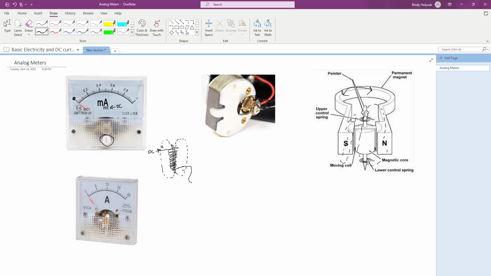So the more current you have that flows through this coil, the bigger the magnetic field gets, and the more it pushes against the natural magnetic field of the magnetic core. As we get enough current, this needle is going to move, and wherever it stops, it's been calibrated and set up so that this is where it's reading. So now that's going to read a specific current if the needle was pointed to there. Same with this guy, only it's going to be in amps instead of milliamps.